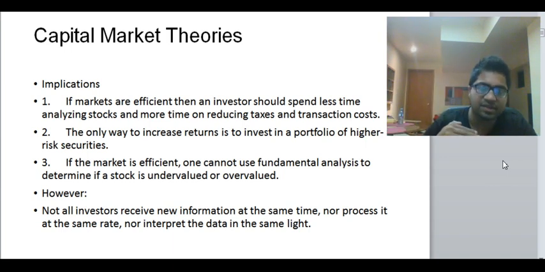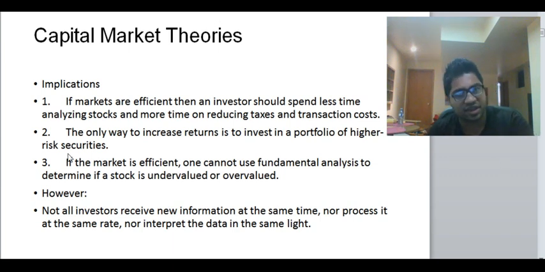Weak form means technicals don't work because the past is reflected in price. Semi-strong form means fundamentals and technicals don't work, but you can still beat the markets by using insider information. Then strong form efficiency, in which nothing works, even insider information, and you cannot beat the market. So the best way is a passive investment approach.